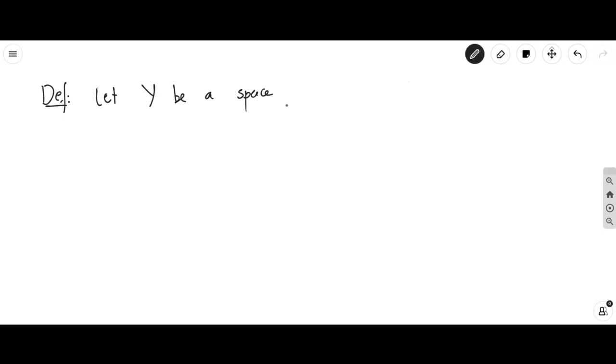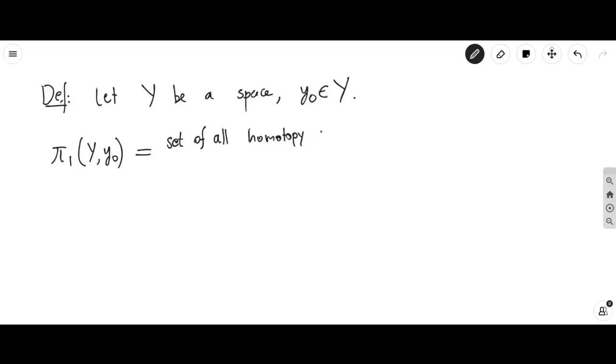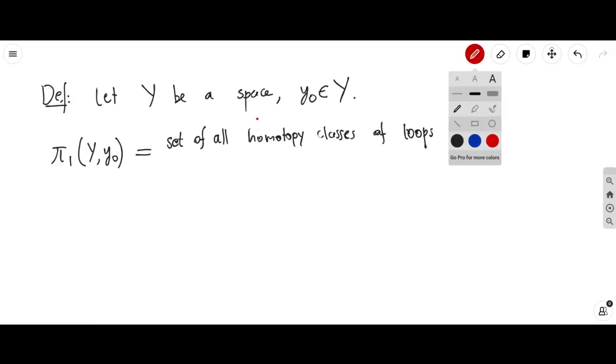Let Y be a space and Y0 be some point in your space. Then the fundamental group of Y at Y0 is, by definition, the set of all homotopy classes of loops at Y0. And when we say homotopy classes, we are of course referring to path homotopy, but we're just being a little bit sloppy and we just say homotopy.